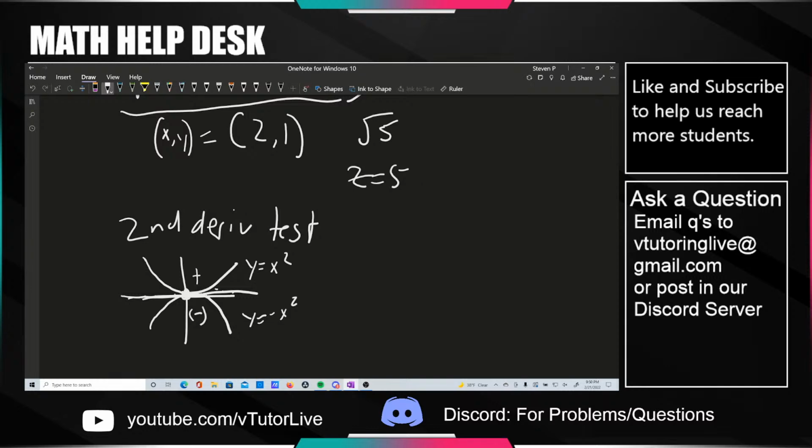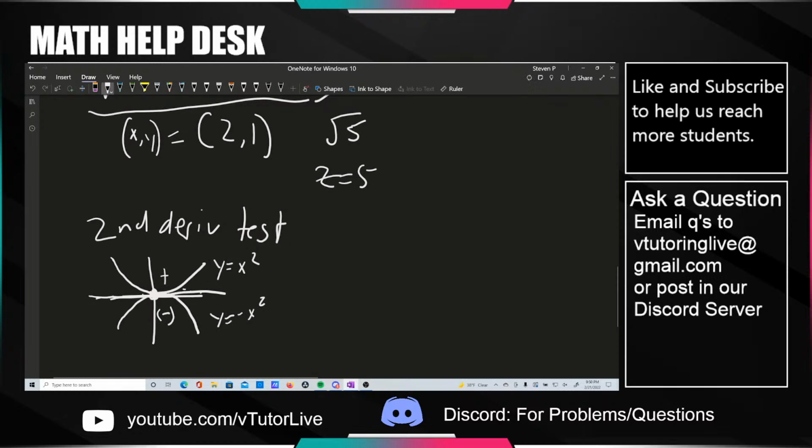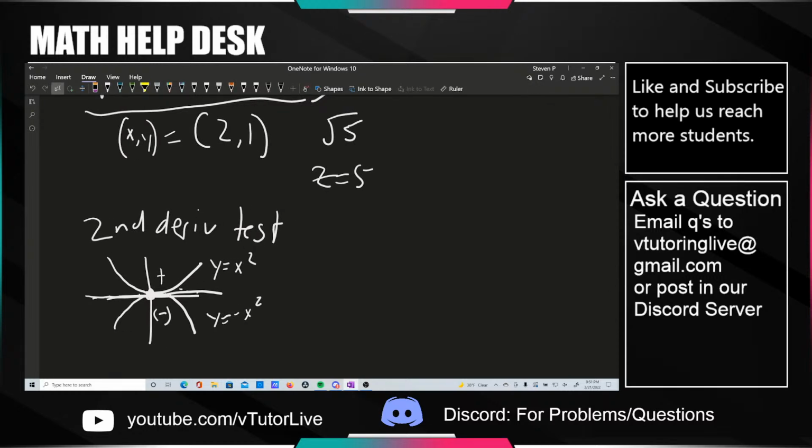maybe it's an inflection point or something like that. So that's the second derivative test in the one-dimensional version. So this is one-dimensional calculus.